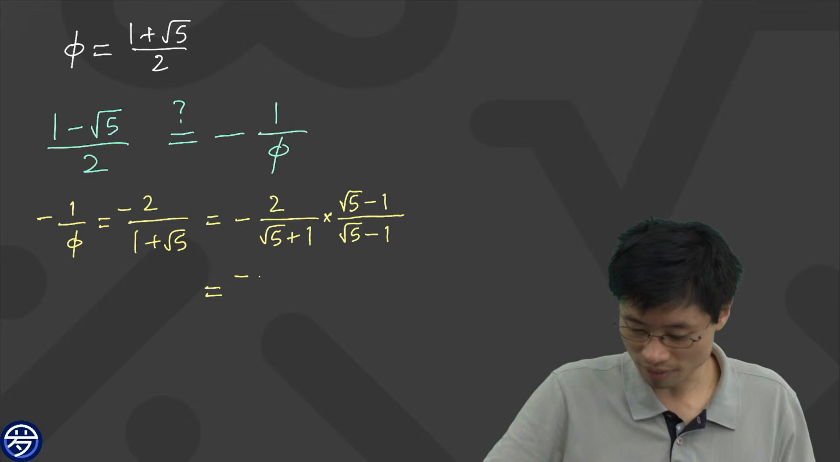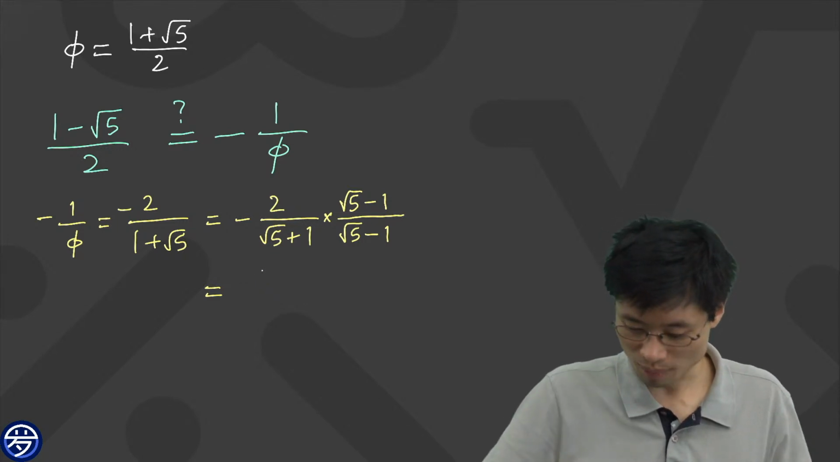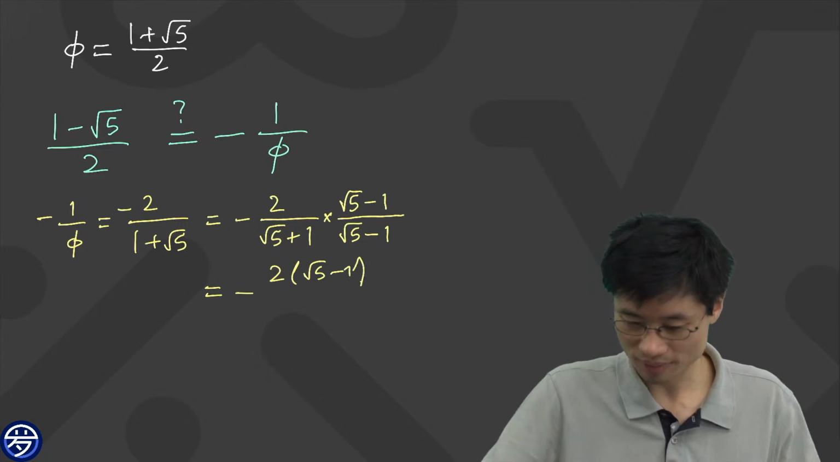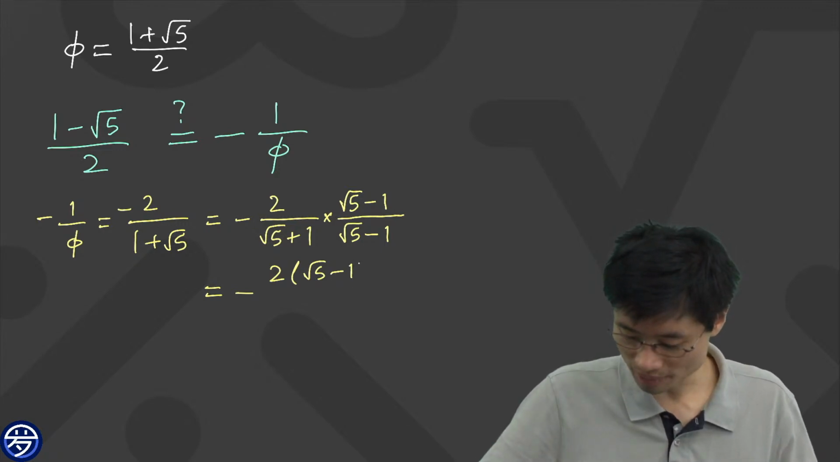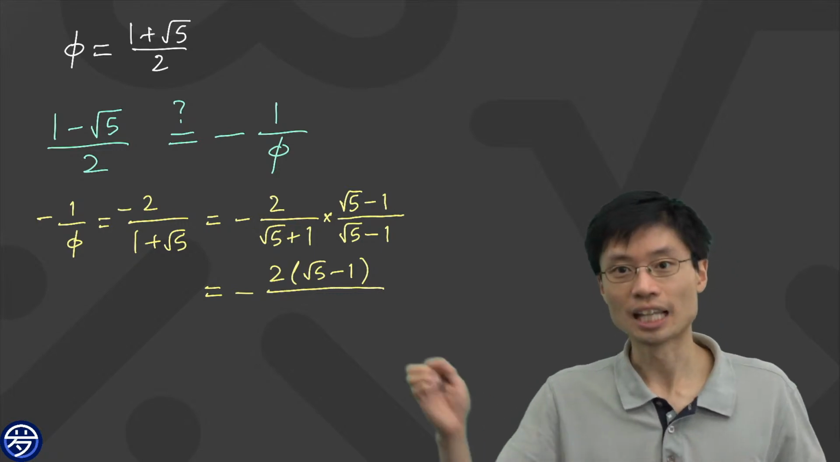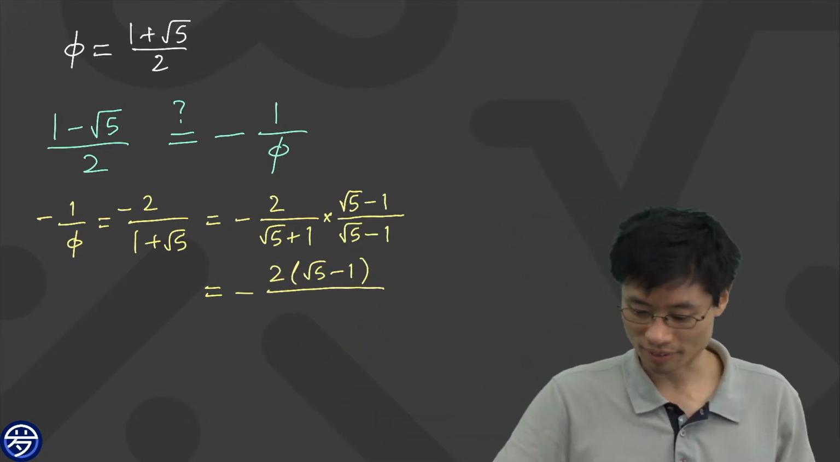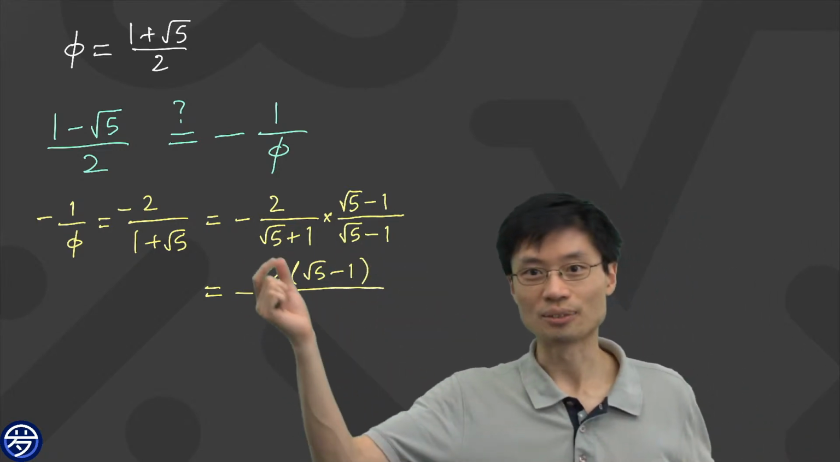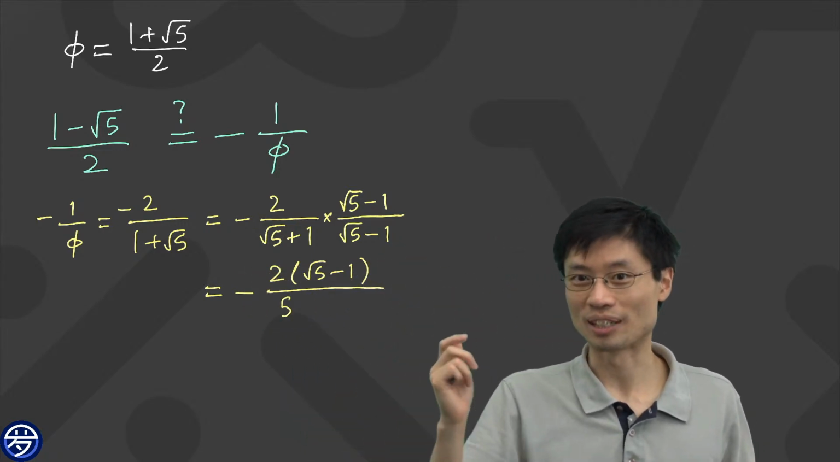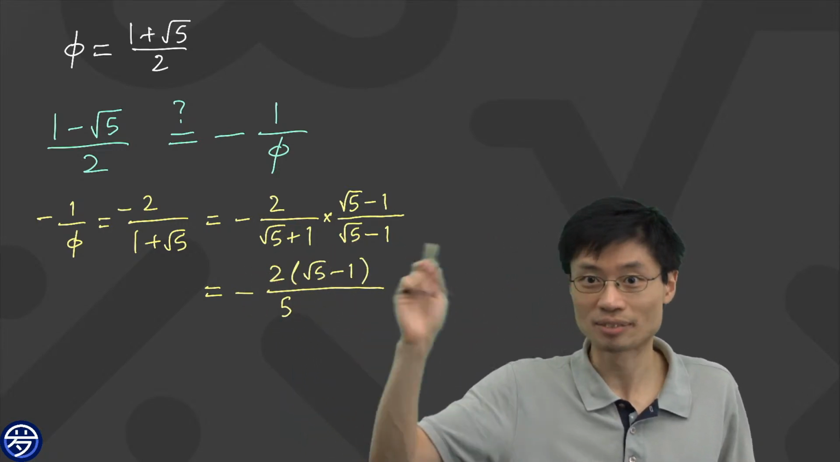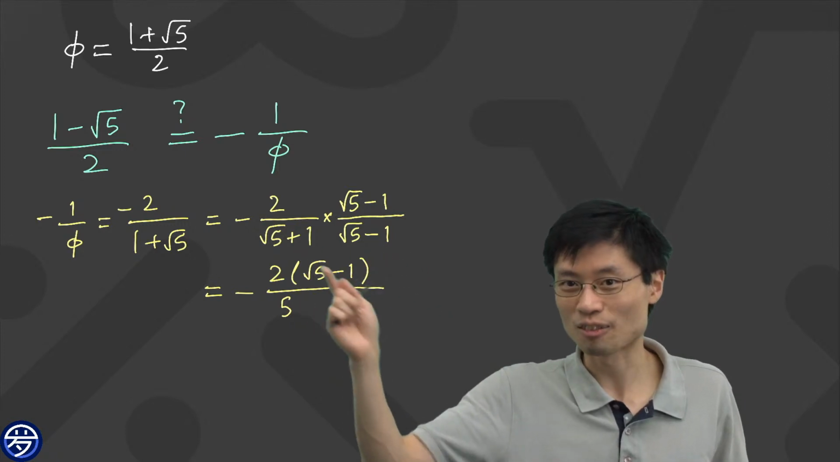I get minus of, well, let's do this. I have minus of 2 times the square root of 5 minus 1, yikes, minus 1, divided by, now let's do it. Root 5 times root 5 is 5. Root 5 times minus 1 is minus root 5. But then I plus a root 5, so those cancel, that's fine. And then I have minus 1.